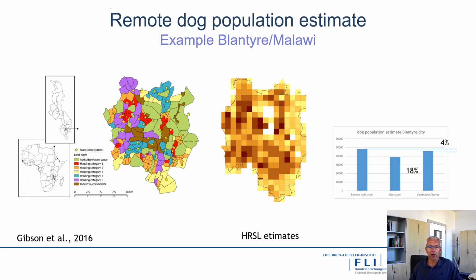We also use published data from Blantyre, from Mission Rabies, to see whether our approach is applicable to other places in Africa. And here we came close, within 4%, to what people from Mission Rabies were actually estimating on the ground based on their vaccination coverage, as opposed to literature if you use a 1 in 20 dog to human population estimate.